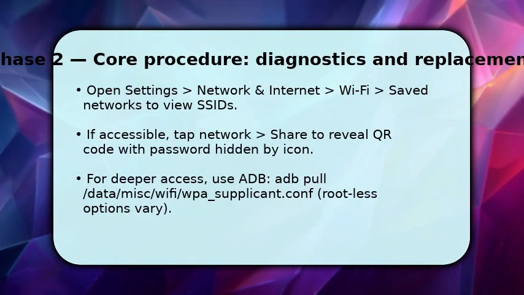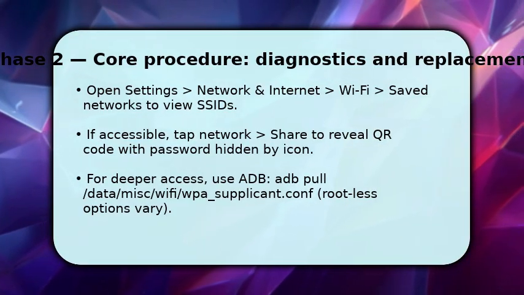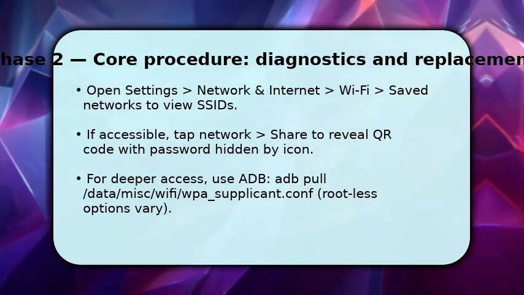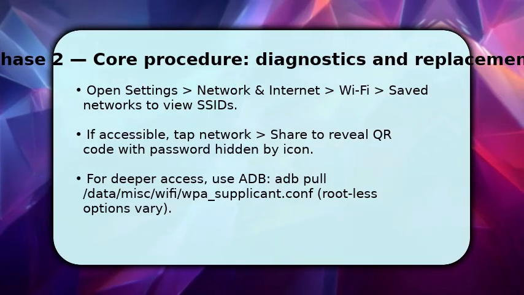You now find the saved networks. Go to Settings, Network and Internet, Wi-Fi, then Saved Networks. This lists SSIDs. Once you select a network, choose Share if available. The QR code often encodes the password you can scan with another phone.